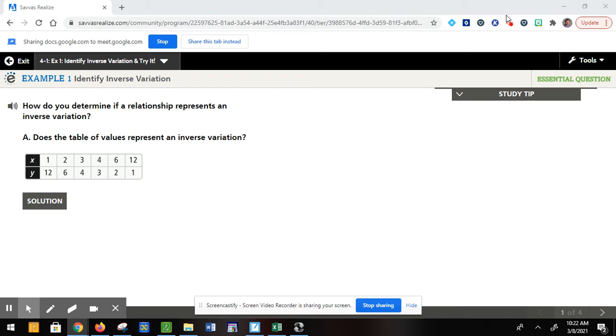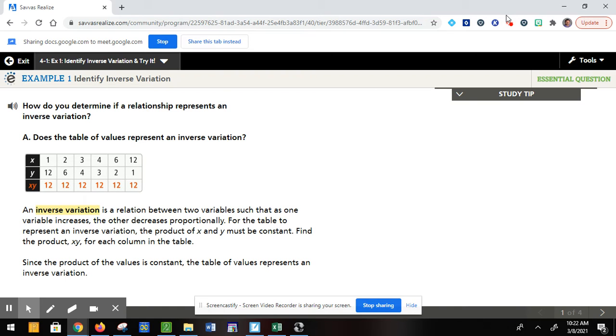So how do you determine if a relationship represents an inverse variation? So the question is, you've got a table here. Do those values represent inverse variation? An inverse variation is a relation between two variables such that as one variable increases, the other decreases proportionally. So if you find the value of x times y for each column of the table, if it is inverse variation, they will remain constant. So that's what you're checking.